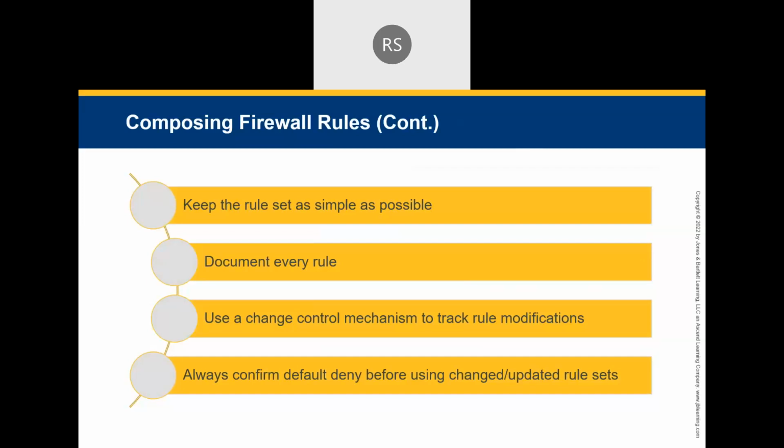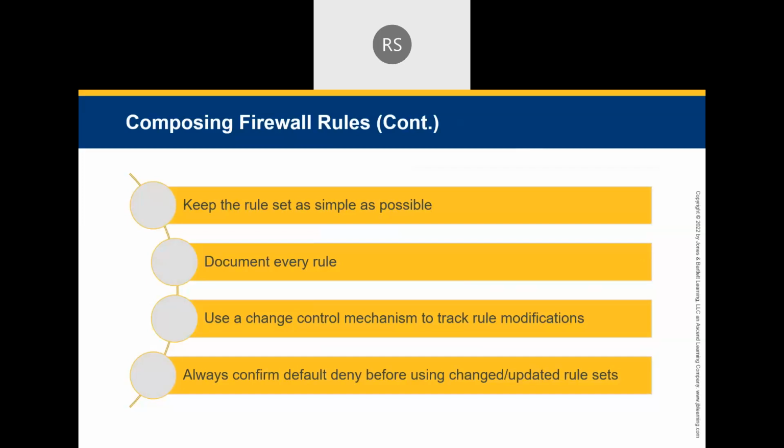You also want to document every rule. So this includes details such as the rule's purpose, conditions, and expected behavior. So these well-documented rules facilitate understanding, especially when multiple administrators are involved or reviewing the configurations. You also want to use a change control mechanism to track any type of rule modifications. So this ensures that any modifications are documented, authorized, and aligned with the security policies. And it provides traceability for auditing and troubleshooting purposes.